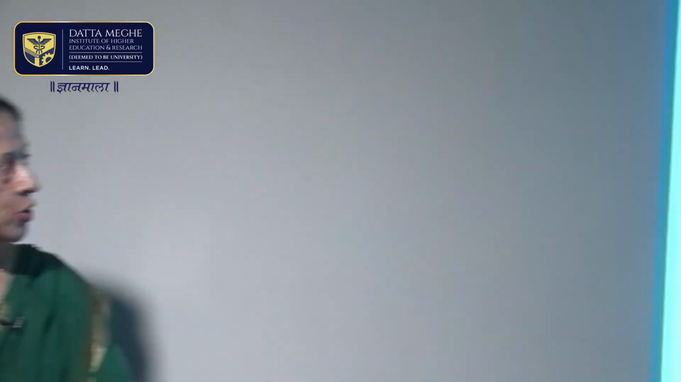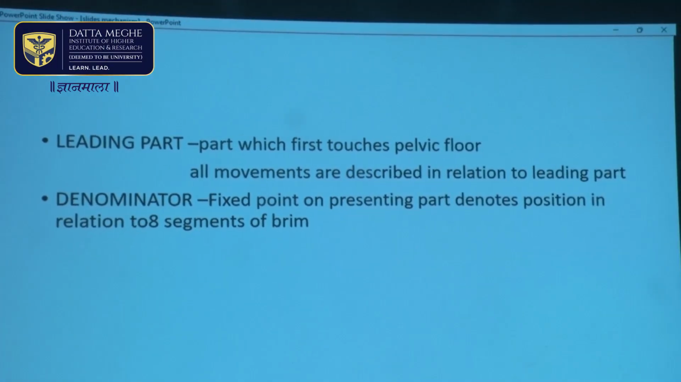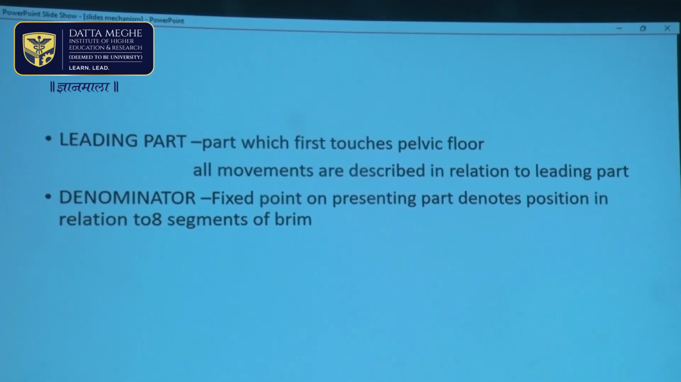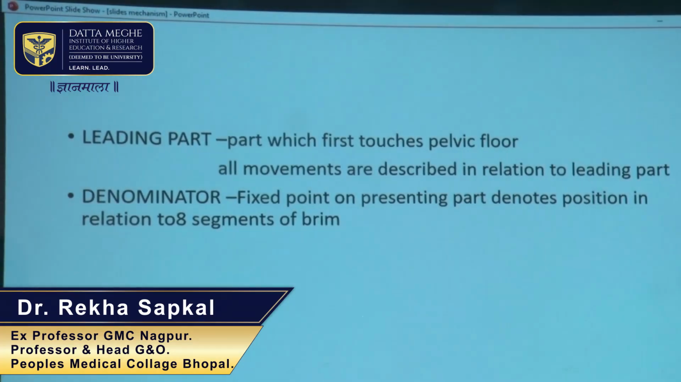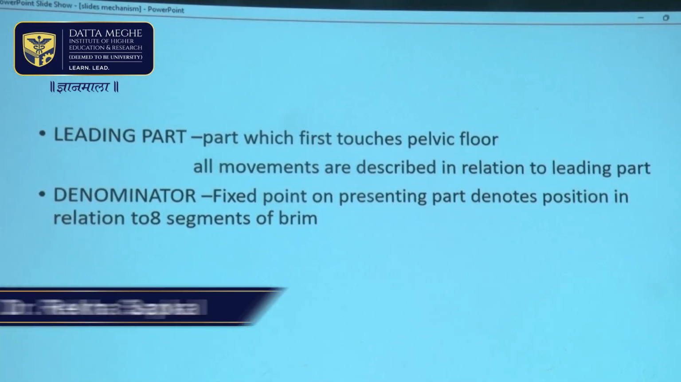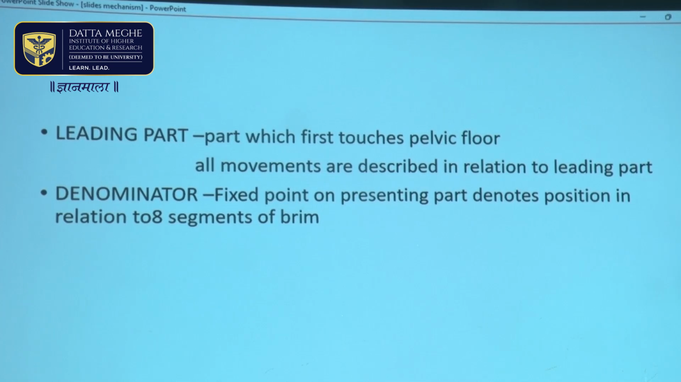Hello, so what shall we do now? Let us focus on the slides on the important points which we must understand before describing the mechanism of labor. The first point is the leading part. Leading part is different and denominator is different in different presentations. However, in vertex, the denominator and the leading part are the same. So, what is the leading part? It is the part which first touches the pelvic floor and there is internal rotation of that part. That is the leading part in labor.